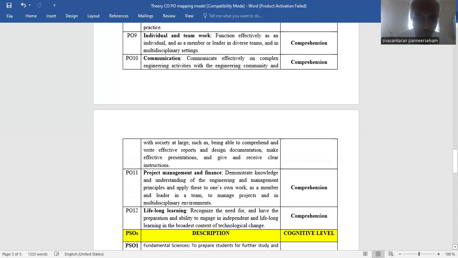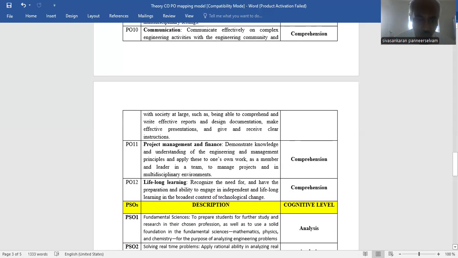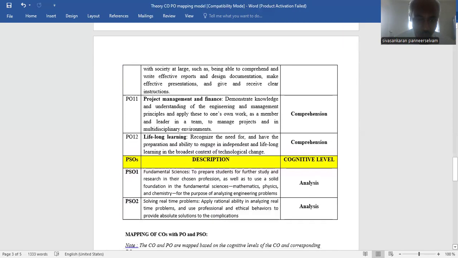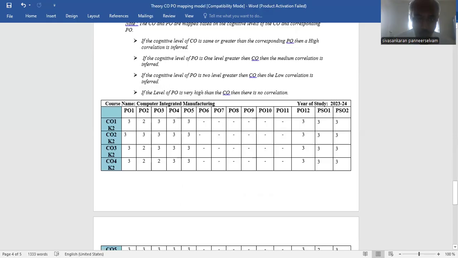So we need to compare and match them with the course outcomes. The program specific outcomes for the mechanical department are framed as 2 types: one is fundamental sciences, the other is solving real-time problems. These are the 2 program specific outcomes fixed for the Department of Mechanical Engineering. Now we are going to work out how the COPO mapping table can be done very effectively.